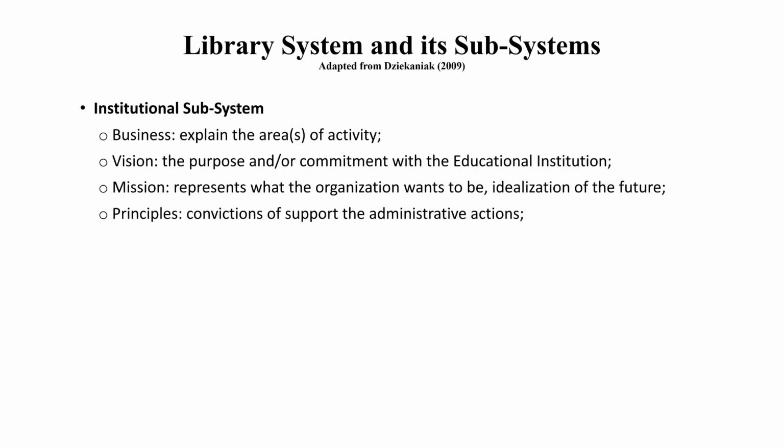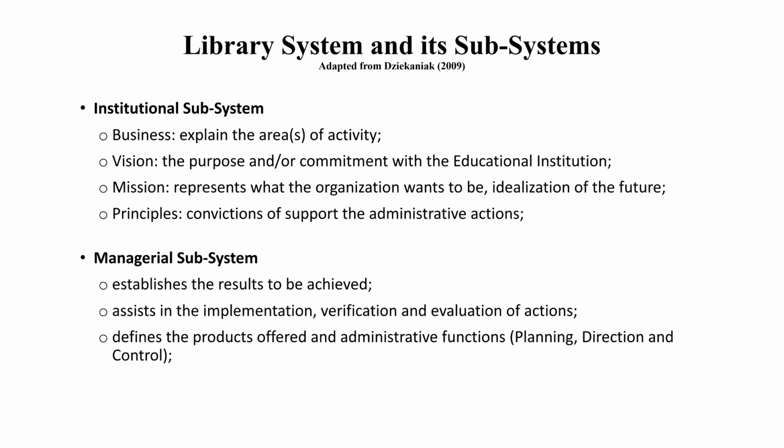Institutional subsystems are business, which explain the areas of activity. They have some vision, like the purpose and commitment with the educational institution. Mission represents what the organization wants to be, idealization of the future, and principles, convictions of support from the administrative actions. So these are the subparts of the institutional subsystem.